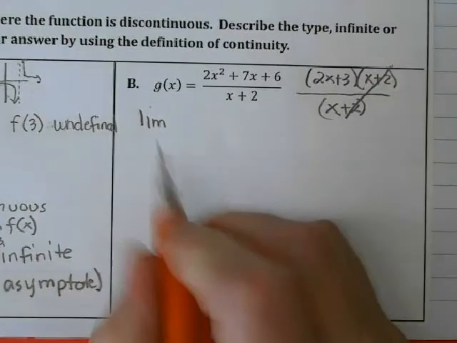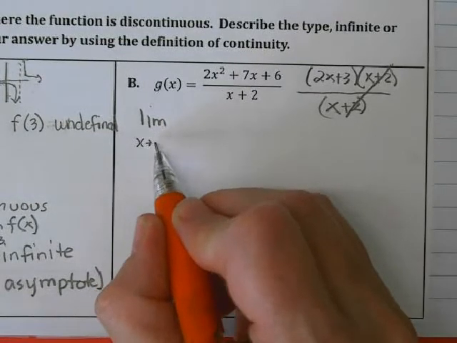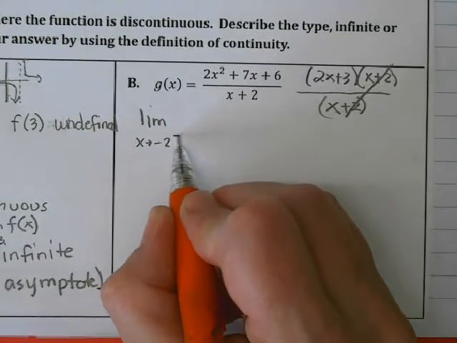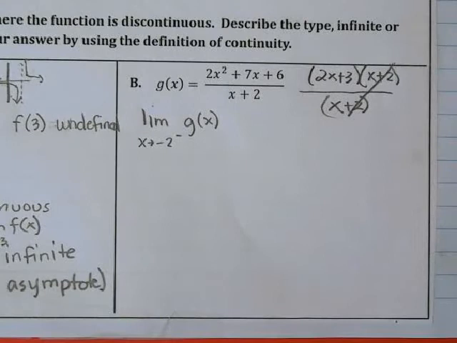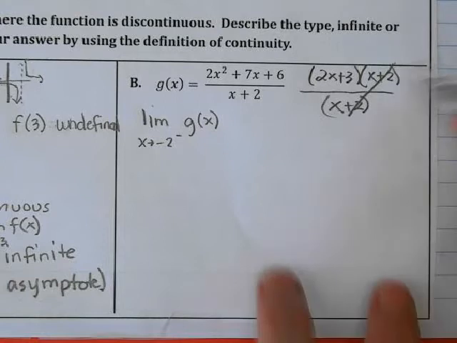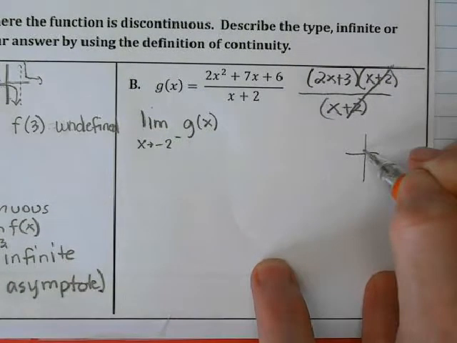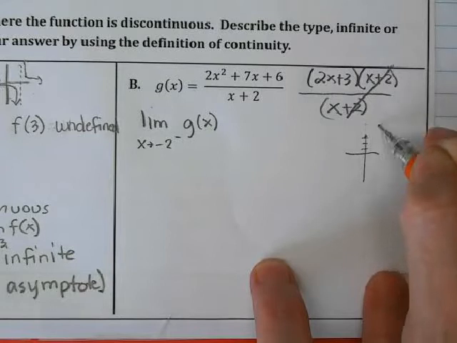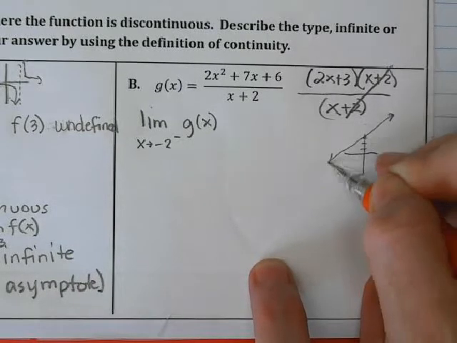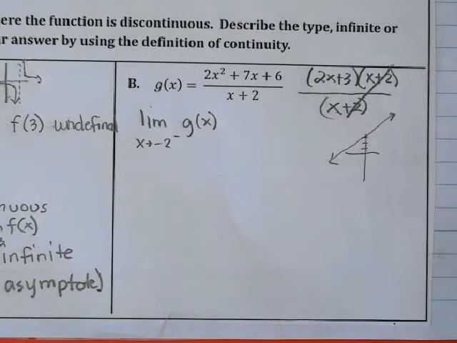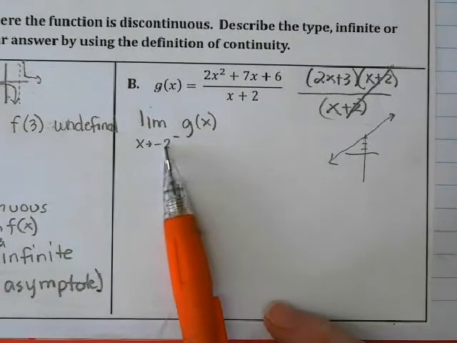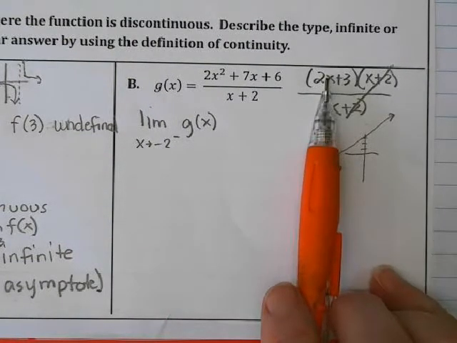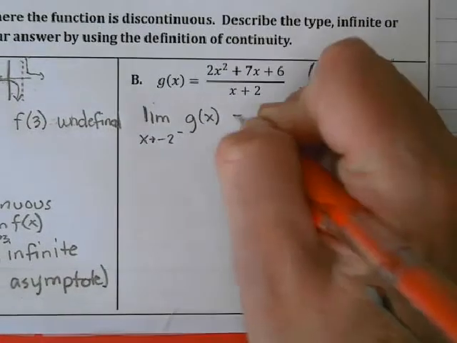Okay, the limit as x approaches negative 2 from the left of g of x. Now, this is interesting. We could come up with a graph, right? 2x plus 3 is just a line, up 2 over 1. Actually, I don't even need to know what the graph looks like. I can just do direct substitution at this point. At negative 2, that would be negative 4 plus 3. That equals negative 1.